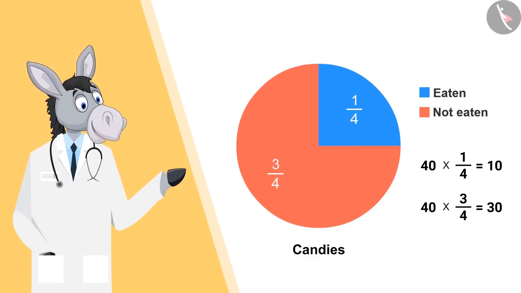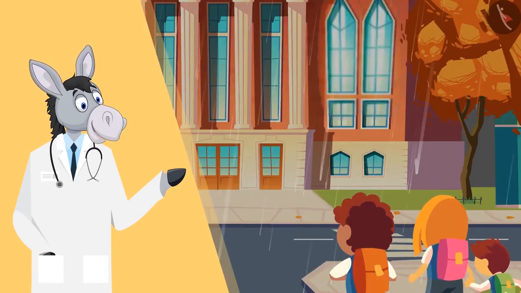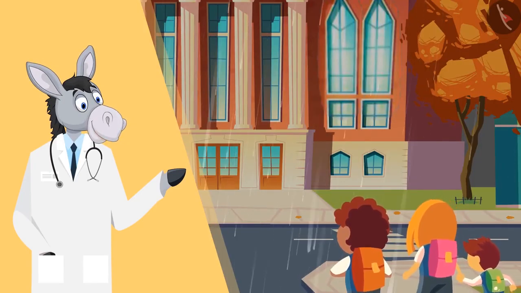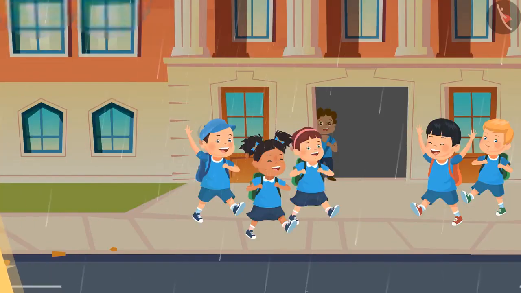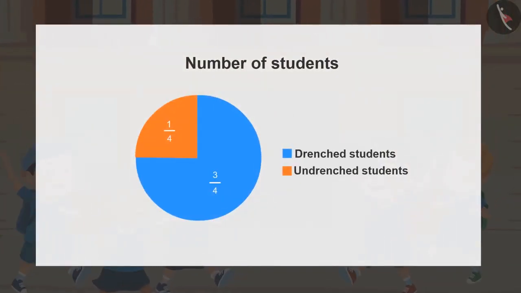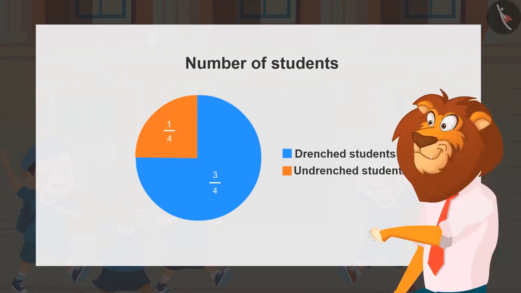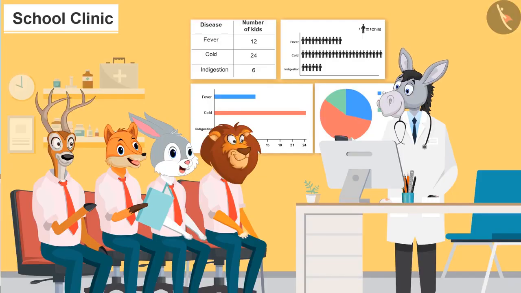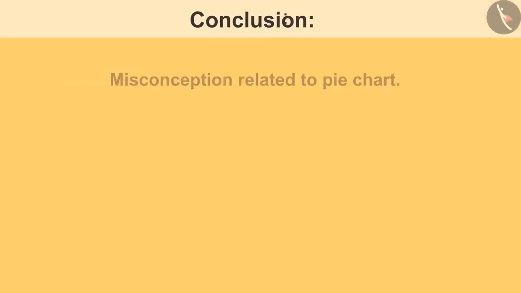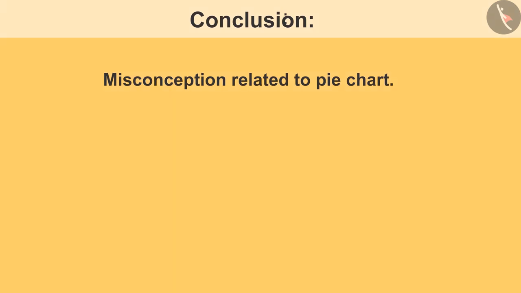Very good. Today, while coming to school, students got drenched in rain. Now, can you tell, have more than half of the students got drenched by the rain? Yes, more than half of the students got drenched in the rain, as 3/4 students got drenched. Very good. So, I am hoping now your doubt has been cleared regarding the misconception of 1/4 and 3/4 being equal.